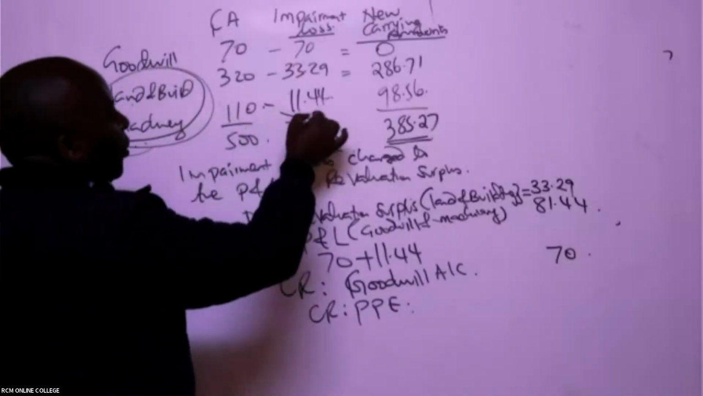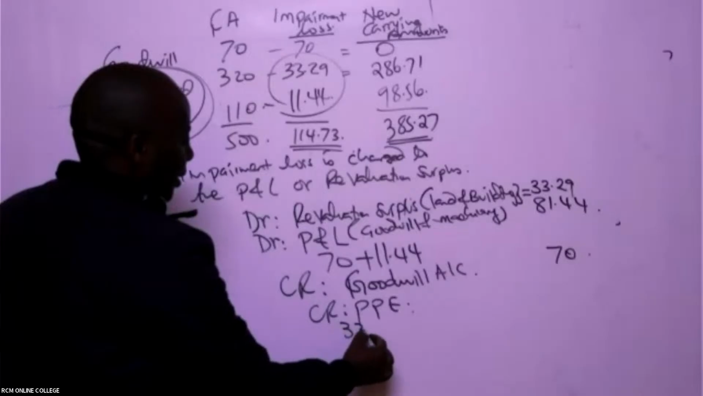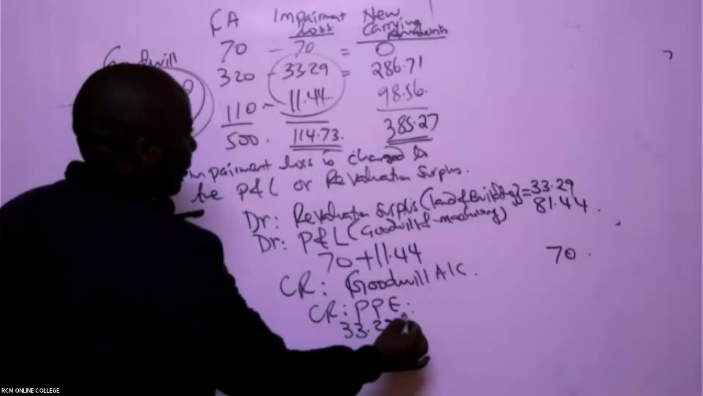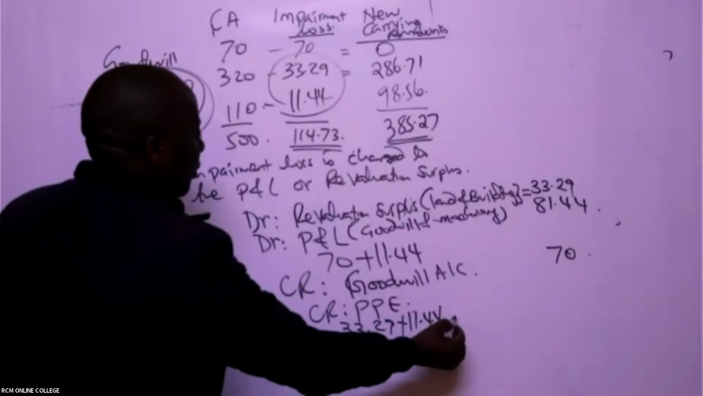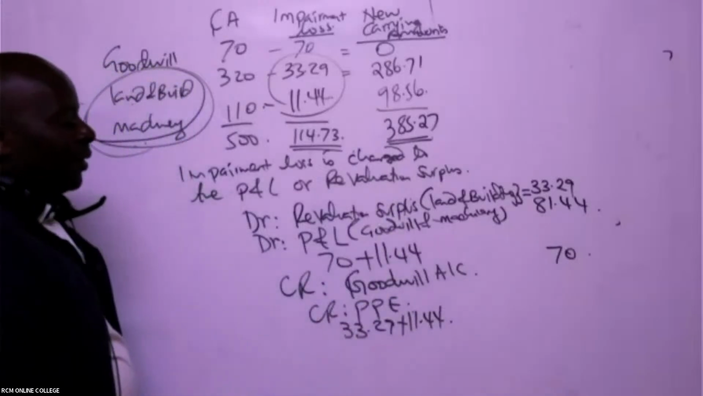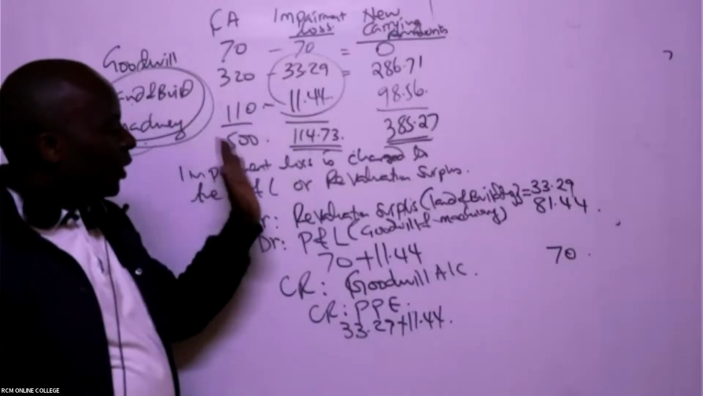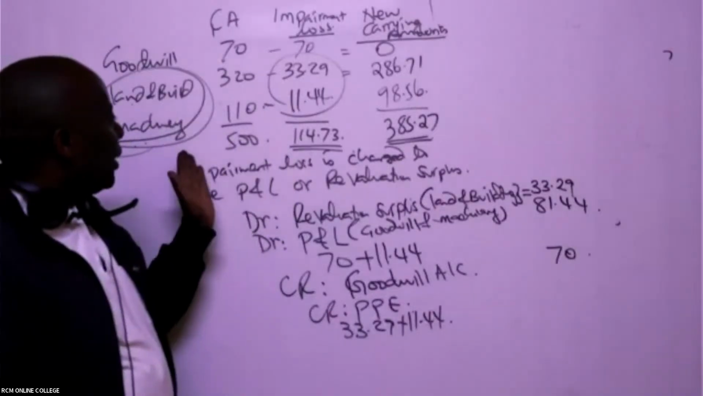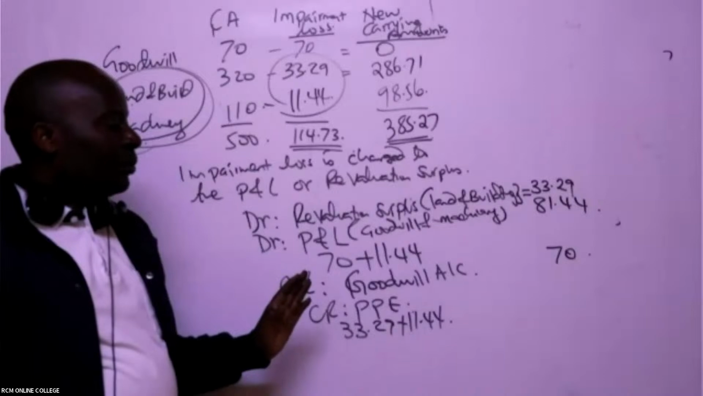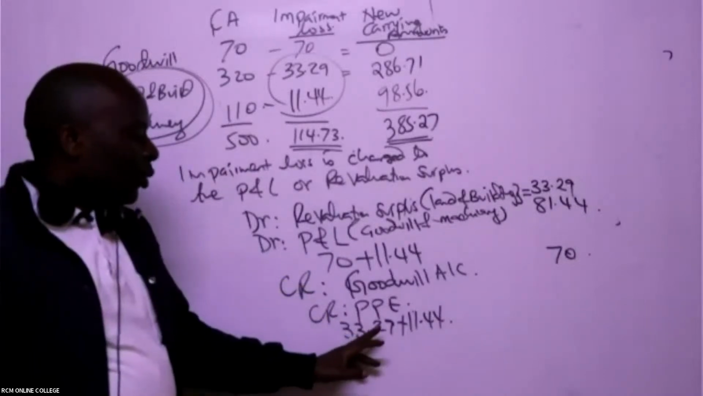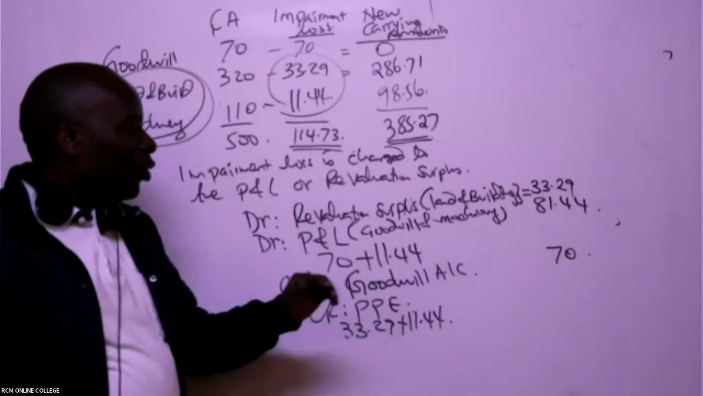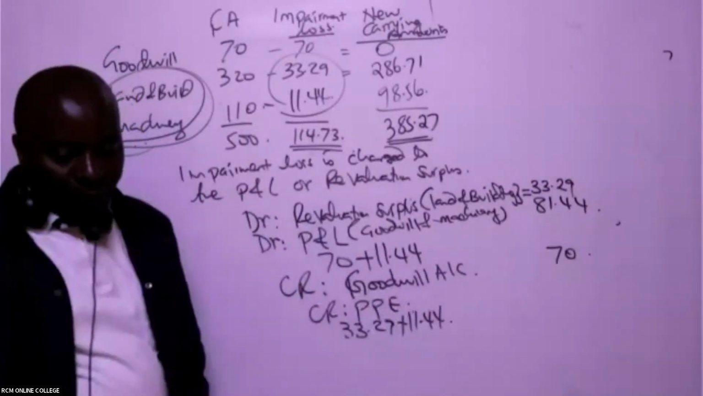You can see the impairment losses are here: 33.29 plus 11.44. If you wish, you can write them separately. You say credit land and buildings, credit machinery, if you wish. So that 33.29 plus 11.44, this will give me how much in total?